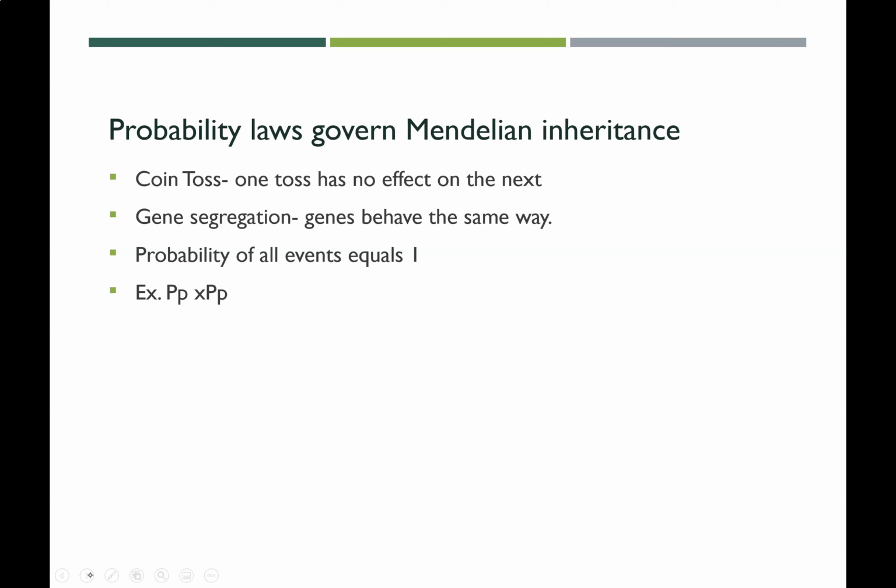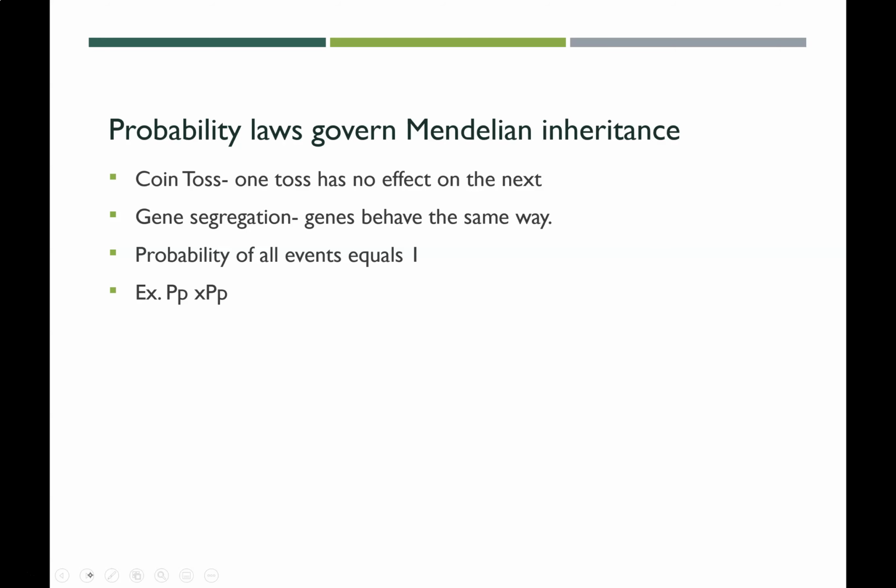So this is like a coin toss. One coin toss, if you flip the coin once, has no effect on what's going to happen next. If you flip it 100 times, you would expect there to be 50% heads and 50% tails. Is it always 50%? No, sometimes you get a little off. Maybe you get 48 and 52, something like that. But for now, and for this class, we are going to assume that you get what you expect.